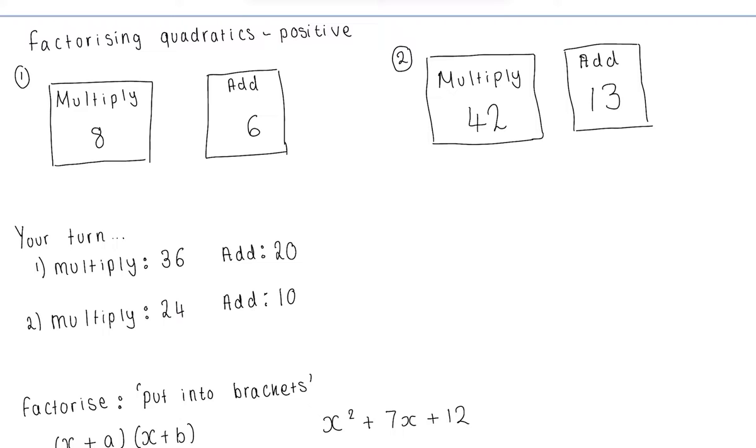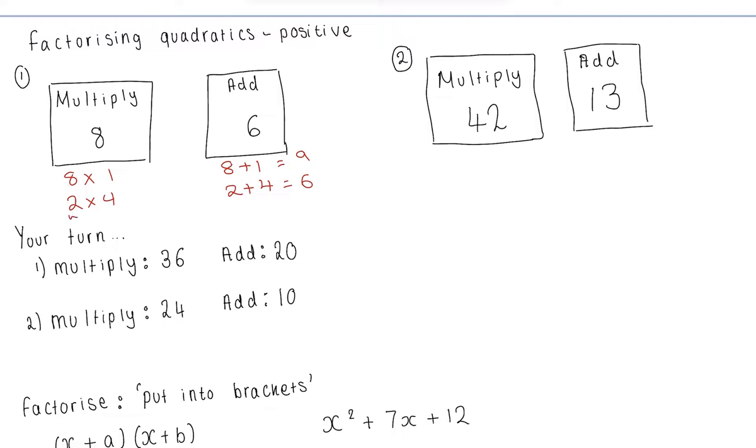So I want to find two numbers that multiply to give me 8, but add to give me 6. The way I'm going to do this first is by listing some factors of 8. So 8 times 1 gives me 8, and 2 times 4 gives me 8. But I want those factors to also add to 6, so I'm going to write them here. If I add them together, let's see what I get. 8 add 1 is 9, 2 add 4 is 6.